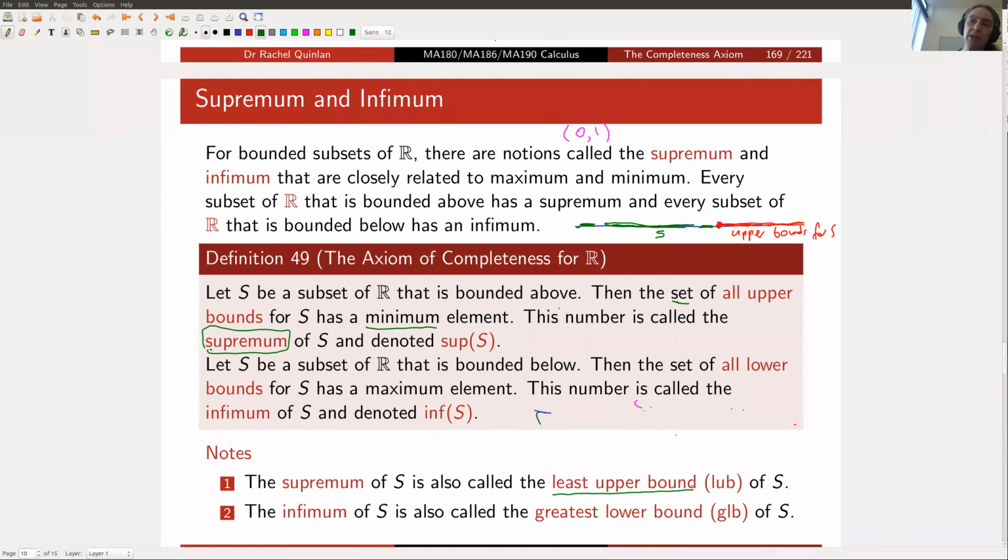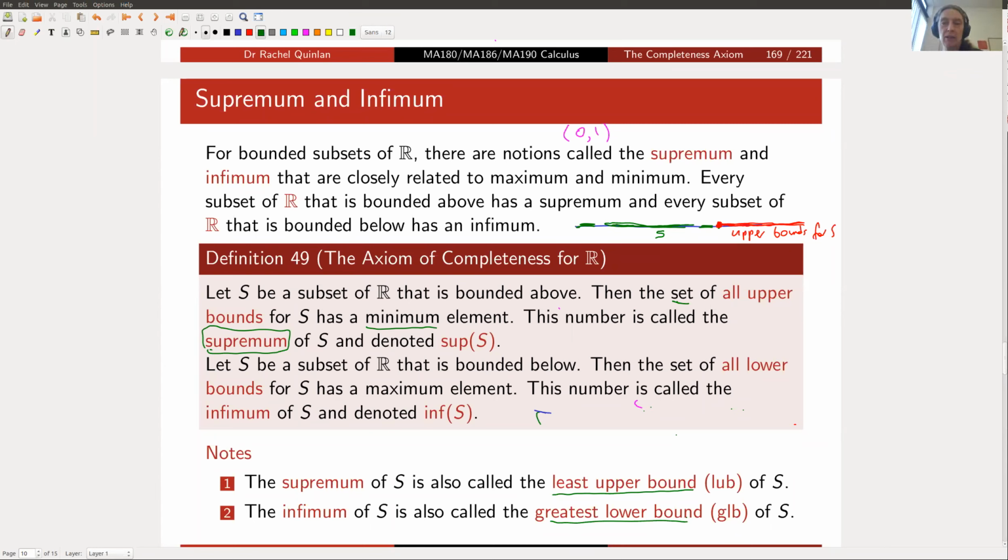And we also have the corresponding notion on the other side: if a set is bounded below, then it's got a bunch of lower bounds, which are points that have nothing in S to the left of them. The set of all lower bounds has a maximum element, which is essentially where the minimum element of S either is or would belong. That is called the infimum of S, and it's denoted inf. The infimum is also called the greatest lower bound.